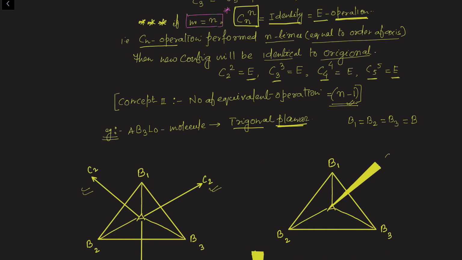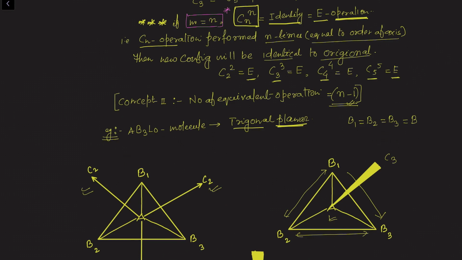There is also one C3 axis present in this molecule, which we show by this line. What is the meaning of this C3? C3 is perpendicular to the molecular plane, perpendicular to this triangle, and passing through this A. Now the question is how to visualize these two different types of axes of rotation.